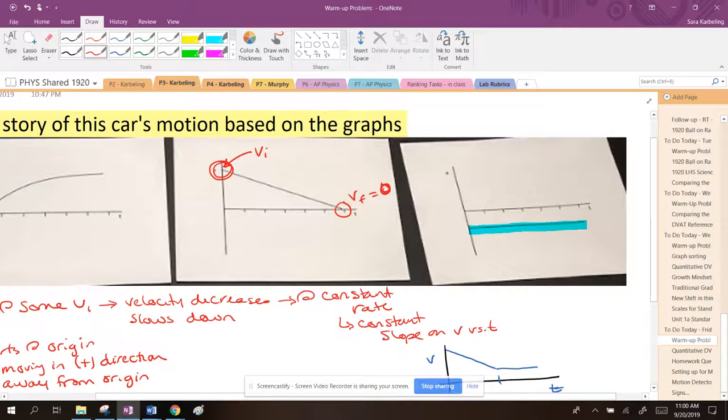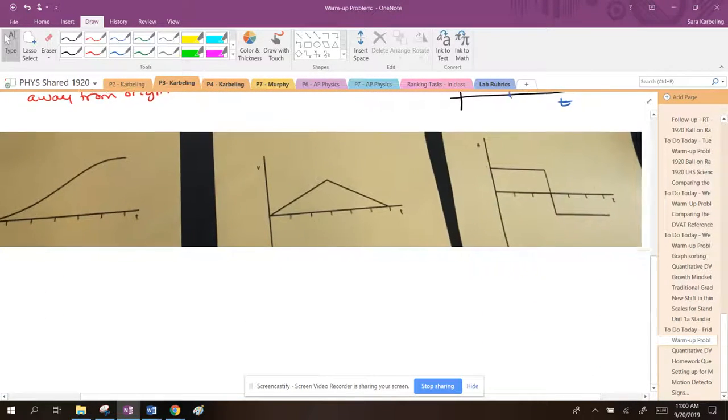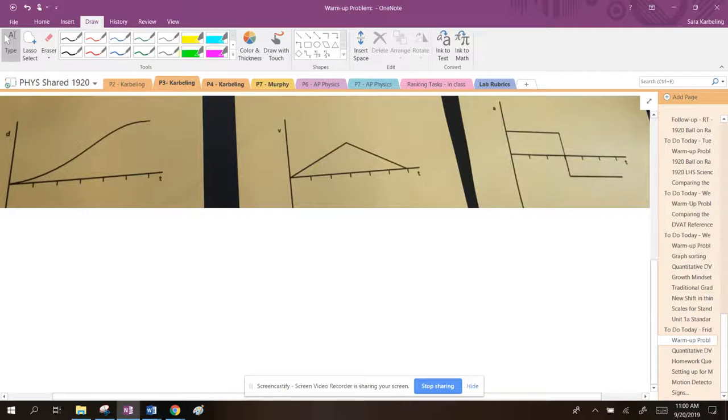Is this okay? I'm going to give you one more to look at. This was the most difficult of the 4. I'm going to give you just a moment with your table mates to tell the story of this graph. Tell the story of this scenario. I'll give you just a minute to talk. Go ahead.